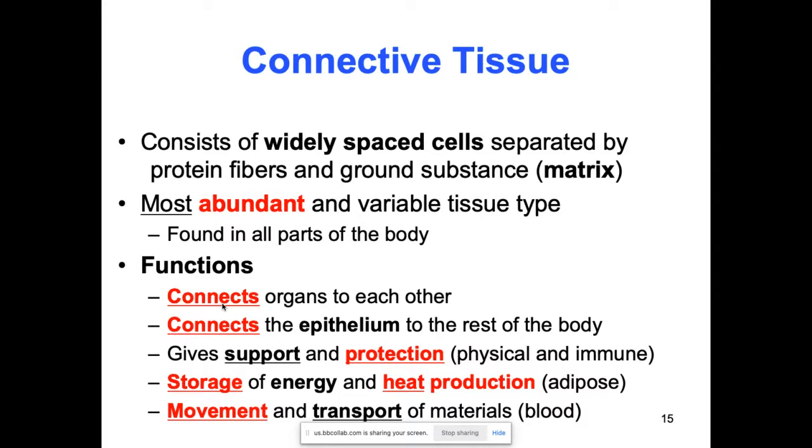Storage of energy and heat production because of adipocytes or adipose. Adipose are fat cells. So fat cells are used to store energy because that's what a triglyceride is. It's a bunch of fat, right? You have these fat cells and then you have sugar that's stored in them. That's what a triglyceride is. It's the storage of energy.